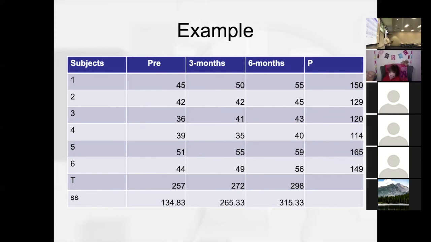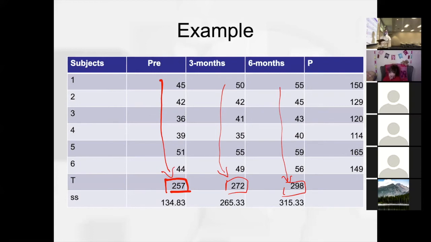Yes, exactly. Add down this column, right? So 257 is the sum of all of these added together. 272, sum of all of these added together. 298 is the sum of all of these added together.